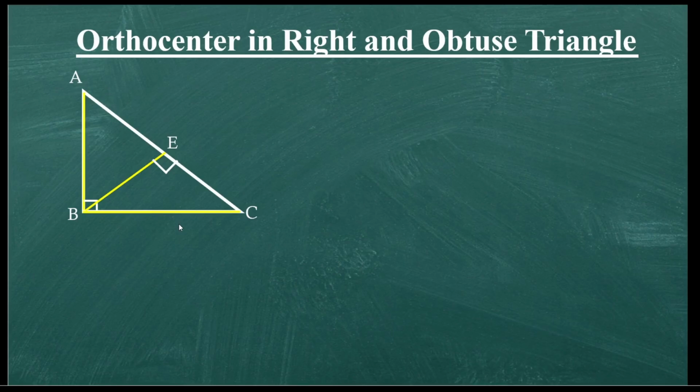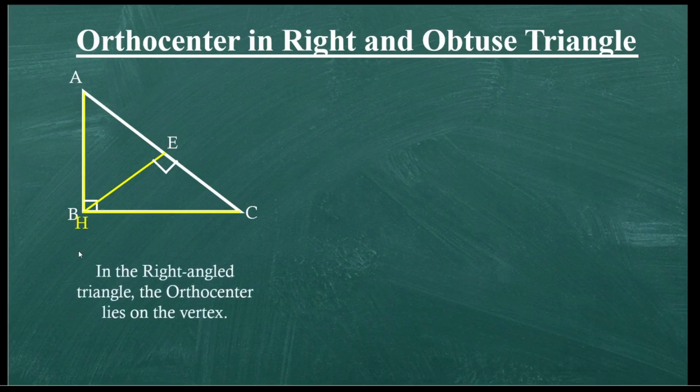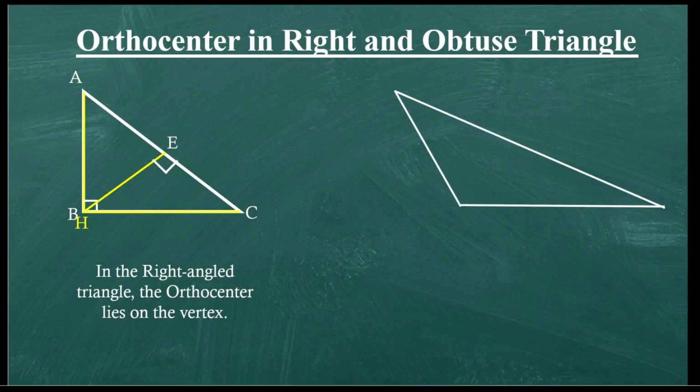Okay. Now, where will our orthocenter be? The point where all these three yellow lines, the altitudes, are meeting is called the orthocenter. So in this case, the orthocenter is the same as the vertex B. So always remember, in the right angle triangle, the orthocenter lies on the vertex of the right angle. Now, what will happen in the obtuse angle triangle?